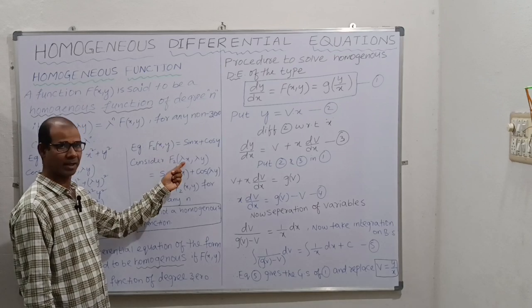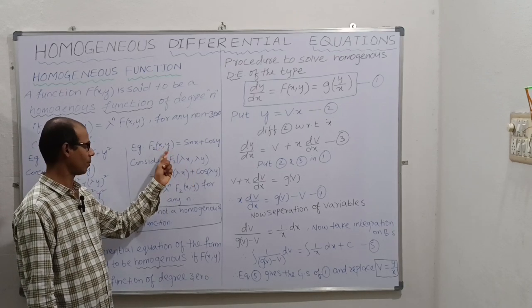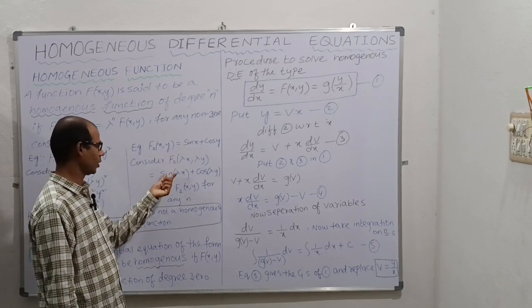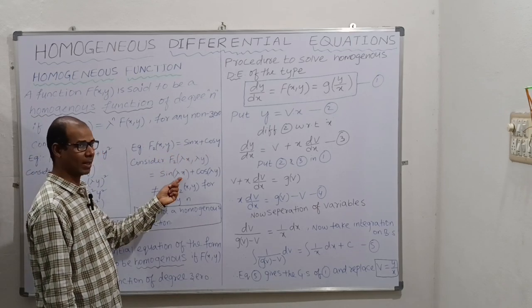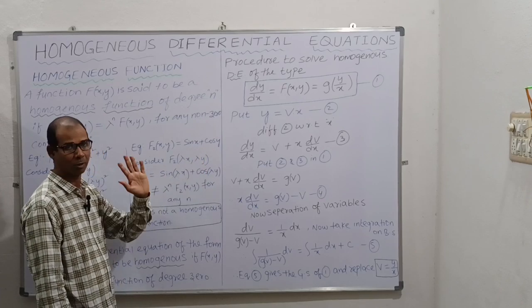Substitute lambda x in place of x, and lambda y in place of y, in the function. So sin of lambda x plus cosine of lambda y.